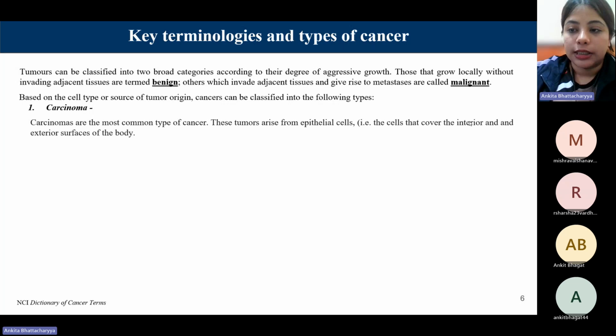Now we'll come to the subclassification of tumors based on what source they have actually originated from. So based on the cell type or the source of tumor origin, cancers can be classified into several subtypes. The first one is carcinoma. Now, this I especially wanted to discuss with you guys because in most cases, we use cancer and carcinoma interchangeably, but that is not always the case. It's just that carcinoma is the most common type.